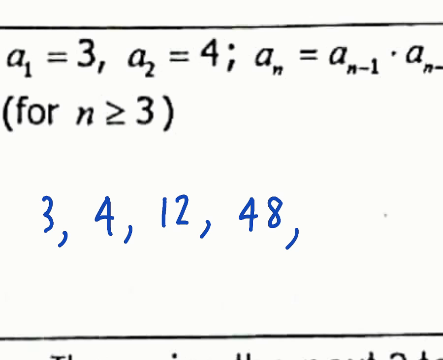And then y'all might need to help me on this one. To find the 5th term, 12 times 48? 576. You do that in your head? No, I wrote it out. Yeah, I could have done it in my head.